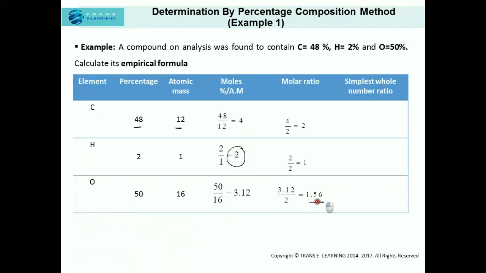As 1.56 is a decimal, we need to convert it into the simplest whole number ratio by multiplying it with some number so that we can get a whole value. Here we will get approximately 3, and multiplying with 2 we will get the simplest whole number ratio of hydrogen as 2, whereas that of carbon is 4. So I have explained the steps in detail for your understanding, but while solving the question you need to make this table to quickly get the empirical formula. So the empirical formula of this compound is C4H2O3.